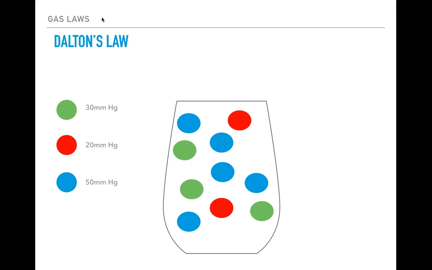So what partial pressure means in this case is that a select molecule is exerting only a part of the pressure that's being placed upon our glass. If we look at this glass in totality, we would see that all of our partial pressures add up to 100 millimeters of mercury, which would indicate that the gases are taking up 100% of the cup's volume.